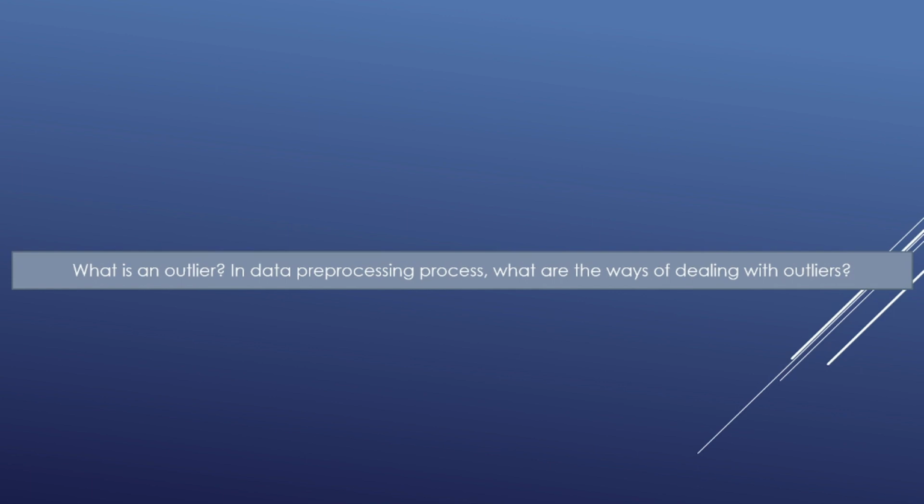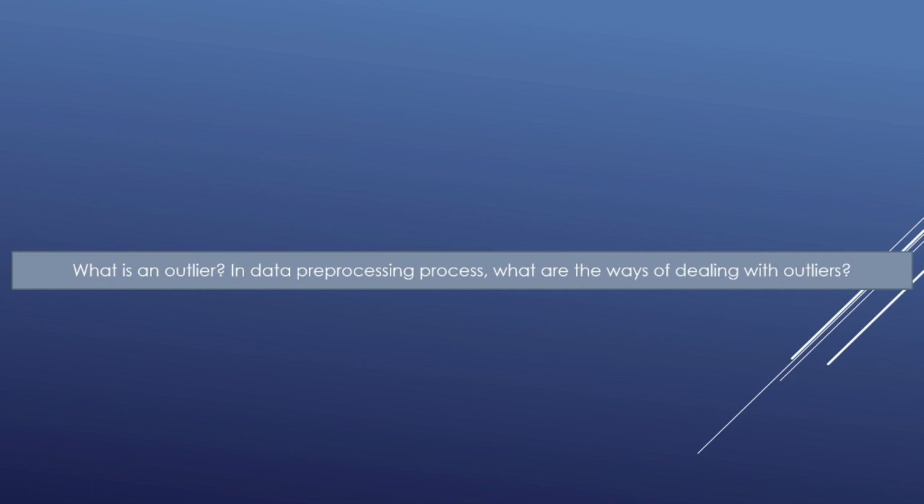Winsorization. In this method, the outliers are replaced with the nearest non-outlier data point. This can be done by either setting the outliers to the nearest non-outlier or by limiting the range of the data to exclude the outliers. Transformation. Another approach is to transform the data, such as applying a logarithmic transformation, which can help reduce the impact of outliers in the dataset.